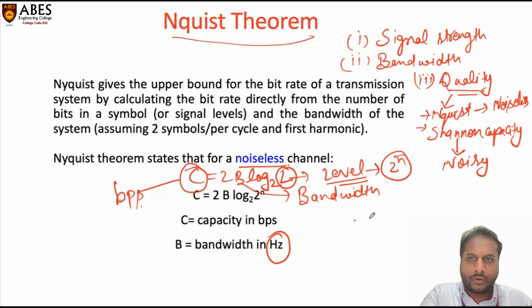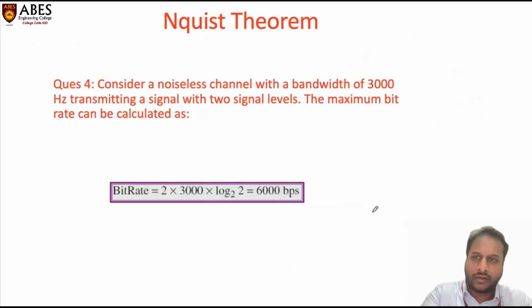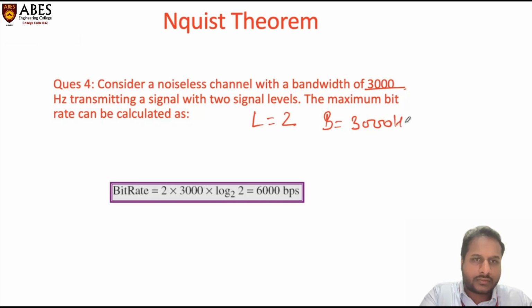That is the formula of Nyquist theorem. Let's see one example of it. Suppose we consider a noiseless channel with a bandwidth of 3000 Hertz transmitting a signal with two signal levels. So levels of signal are 2. Bandwidth is given equals to 3000 Hertz.